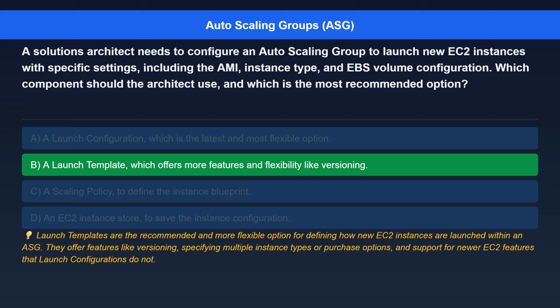The correct answer is a launch template, which offers more features and flexibility like versioning. Here's the explanation. Launch templates are the recommended and more flexible option for defining how new EC2 instances are launched within an ASG. They offer features like versioning, specifying multiple instance types or purchase options, and support for newer EC2 features that launch configurations do not.